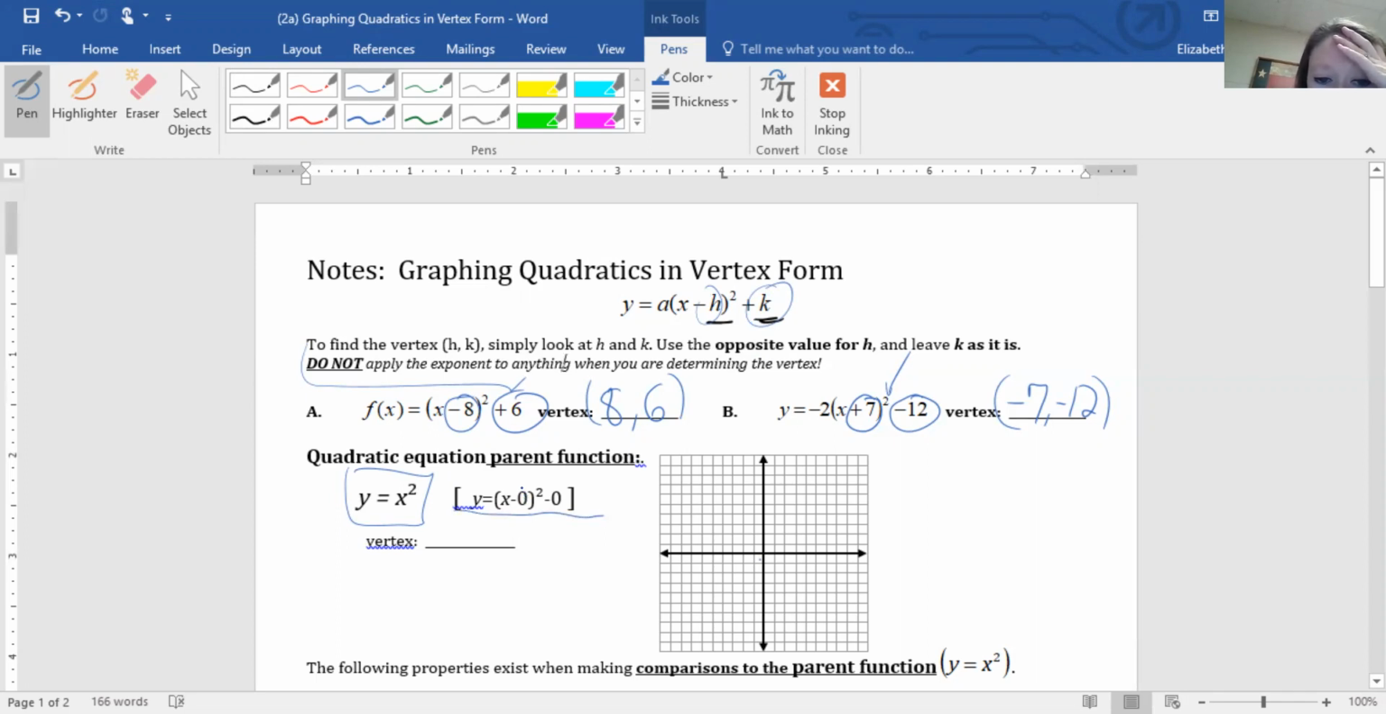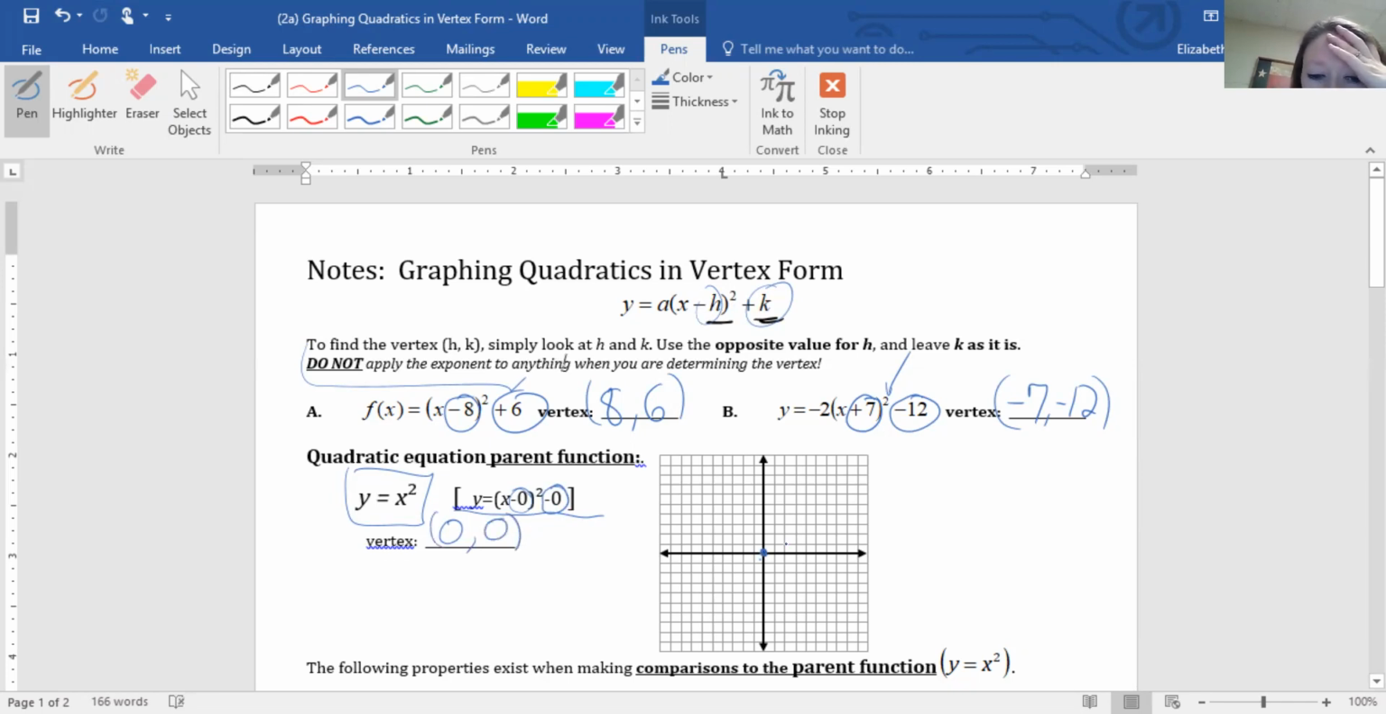So for my vertex, I take the opposite of h for my x. Is there such a thing as a -0? No. So it's just 0. Use k as my y. So my vertex is at (0, 0).